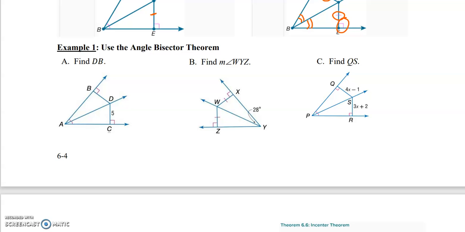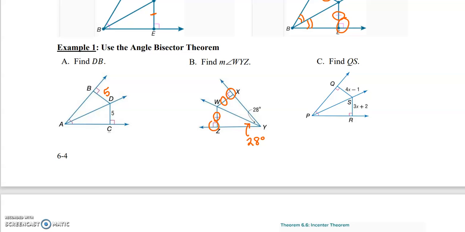So if this is 5, that would make DB 5. If this angle is 28 and we know that this segment and the segment are congruent and we have those perpendicular marks in there, then we know that this angle here, WYZ, would have to be 28 degrees as well.